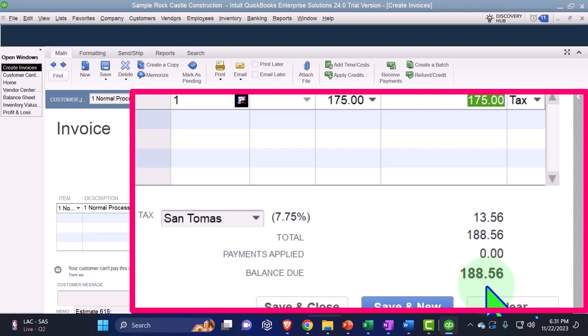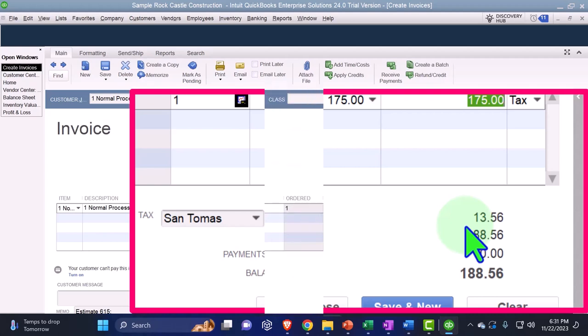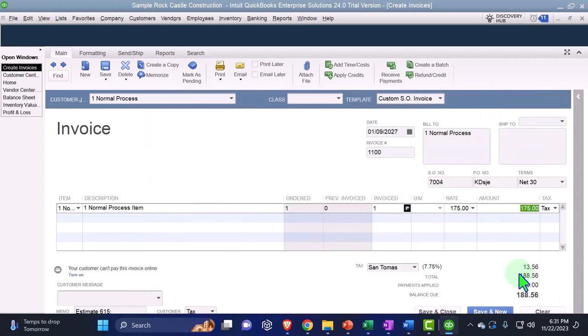And then the other side's going to go to sales, but the sales is only going to be for the amount that we charged, the 175. The 13.58 difference is going to be the sales tax payable, which is a liability account. And we're going to have the cost of goods sold go up, an expense account, as well as the inventory going down, and the subledger for inventory going down, and the subledger for the customers going up.